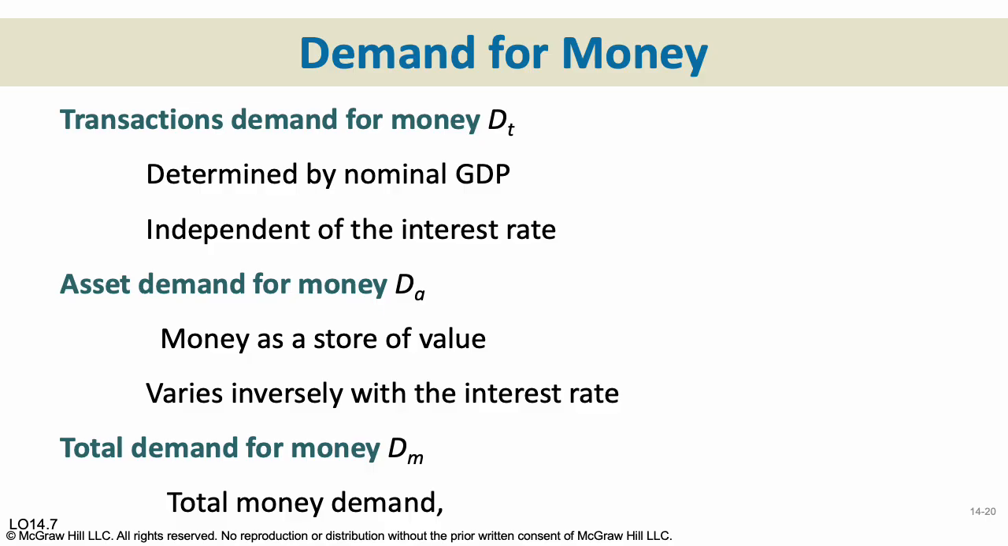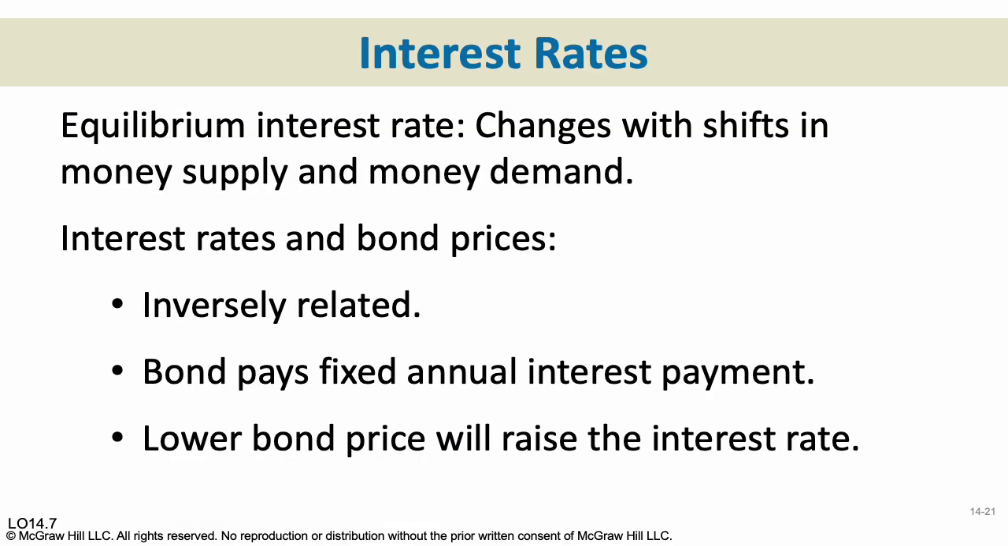So the demand for money, transaction demand for money, or DT, that's determined by our nominal GDP, and it's really independent of the interest rate. But the asset demand for money, where money is a store of value, that is directly correlated with prevailing interest rates. Whether or not people want it more or less, that's going to float the rates. And total demand for money is just simply the total demand for money. So just like anything else in economics, money has an equilibrium interest rate, and it changes with shifts in the money supply and money demand.